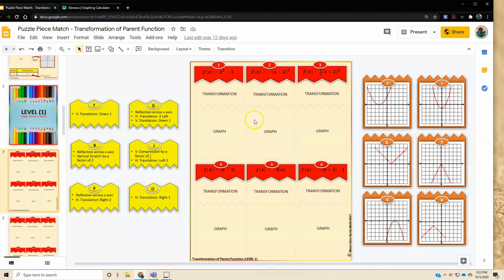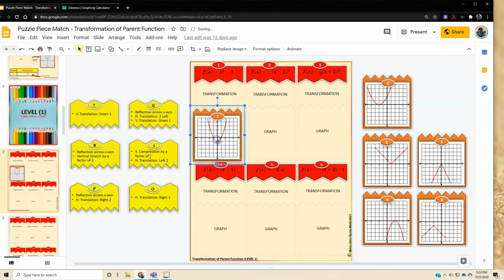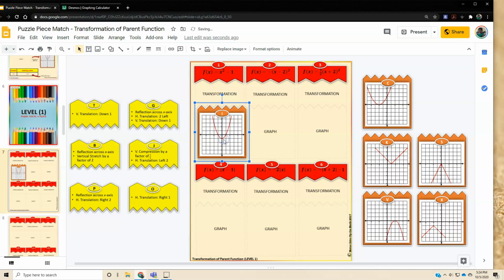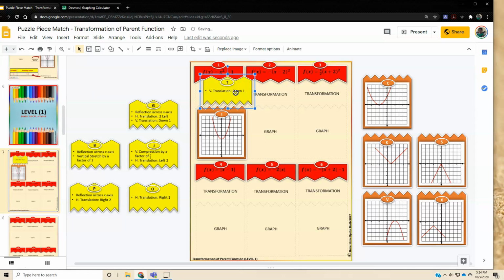So if we're going to look for it, it's this graph. And it says translation down 1 unit. So you're going to go ahead and move it until they connect. Okay.